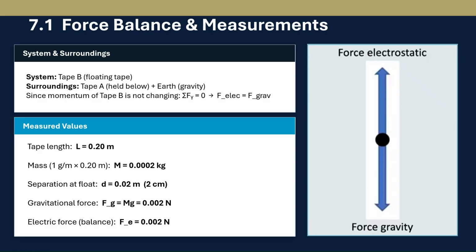Tape length is around 20 centimeters. Tape is 1 gram per meter, so mass equals around 0.0002 kilograms. Separation begins at around 2 centimeters, so the gravitational force is around 0.002 newtons, and that means the electric force is also equal to 0.002 newtons.